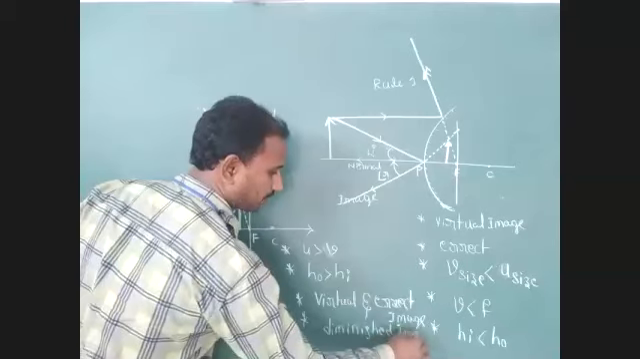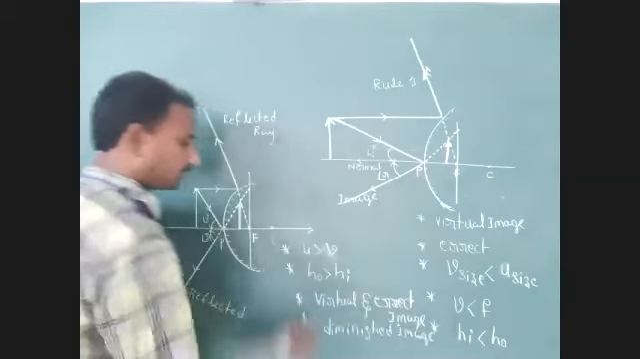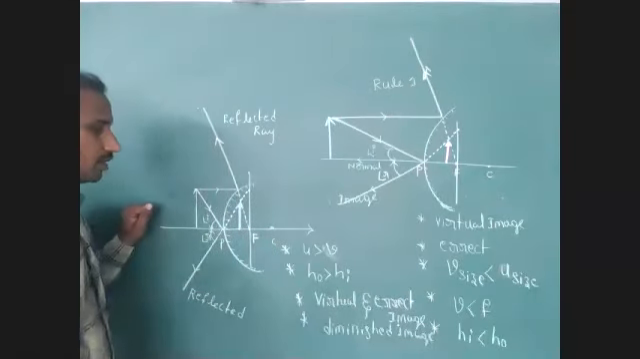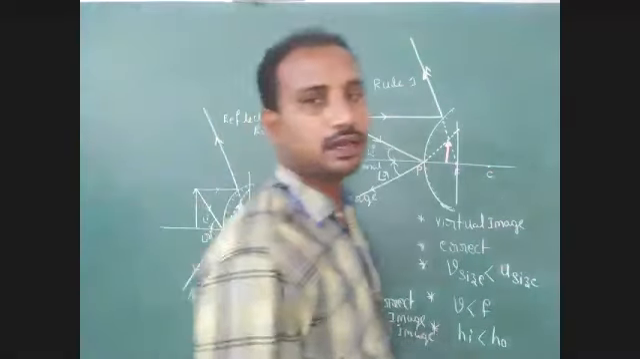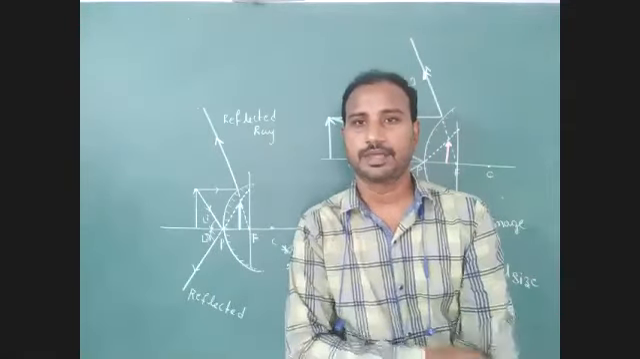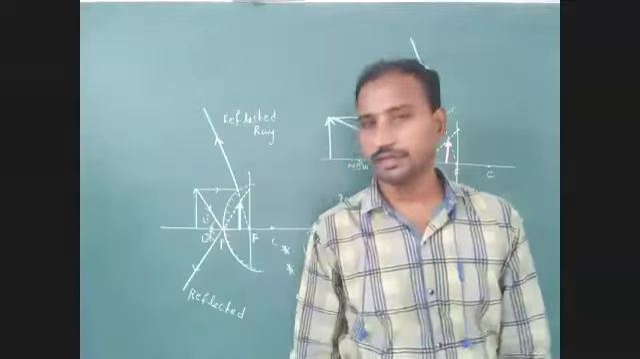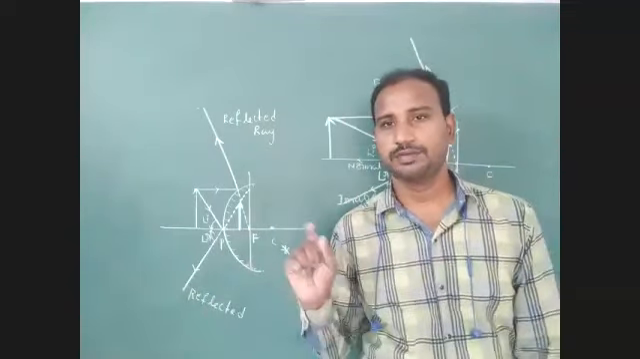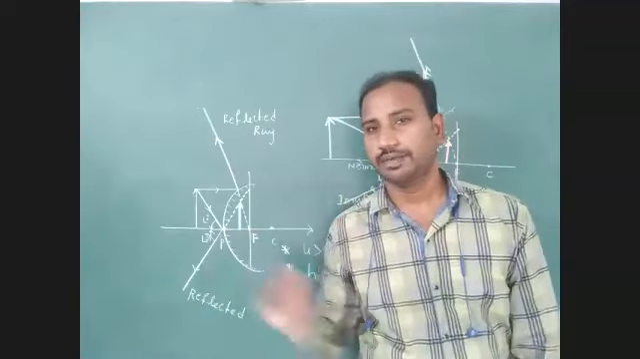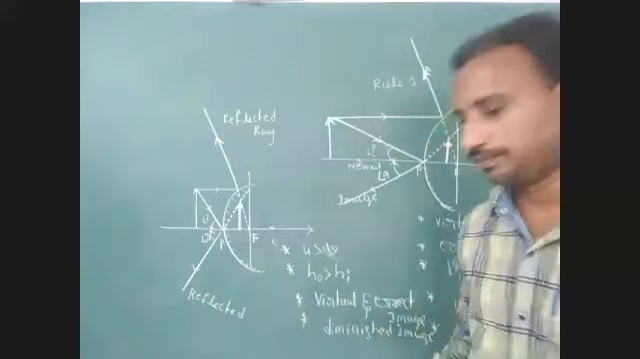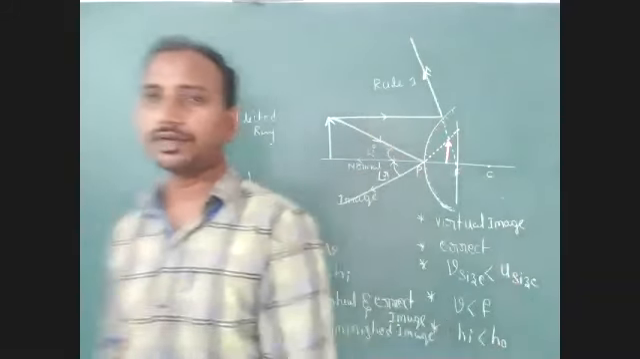Diminished image. These are all the characteristics of an image formed by a convex mirror. In all conditions, the image is a virtual image only. We have to consider the image formation point between the pole and the principal focus. Students, identify this point.